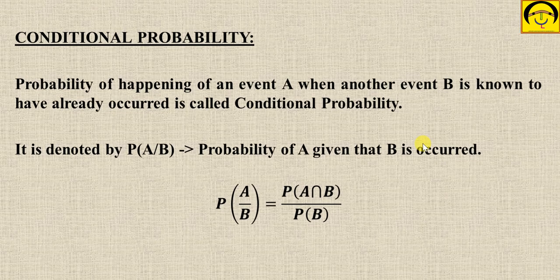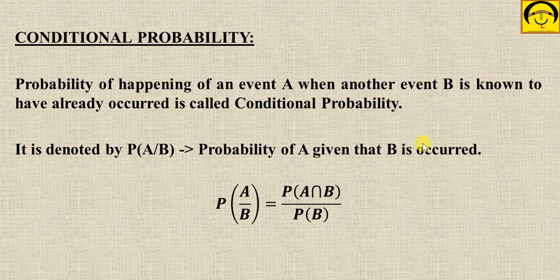So what is conditional probability? The probability of an event A happening when another event B is known to have already occurred is called conditional probability. So we used to find the probability of an event. But here one condition is put up, that another event B has already occurred. Means we are finding the probability of an event A under the condition that another event B has already occurred.